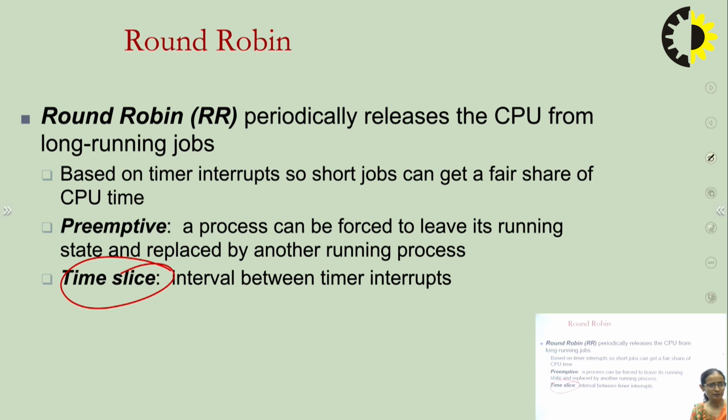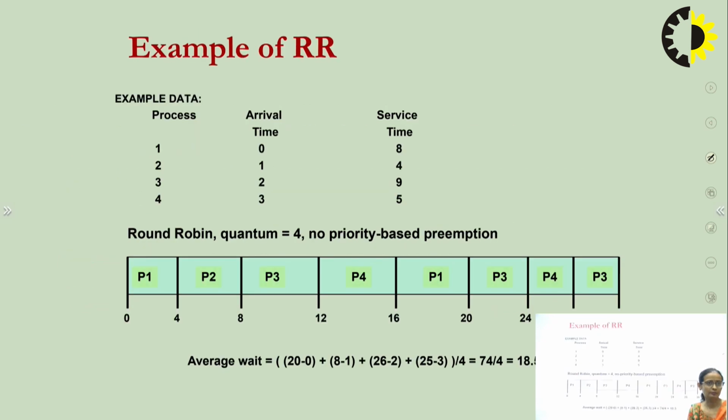It is preemptive in nature, meaning a process can be forced to leave its running state and be replaced by another running process. And how is the preemption enforced? It is enforced with the help of a parameter, the time slice, also known as the time quantum. That is the interval between the timer interrupts.